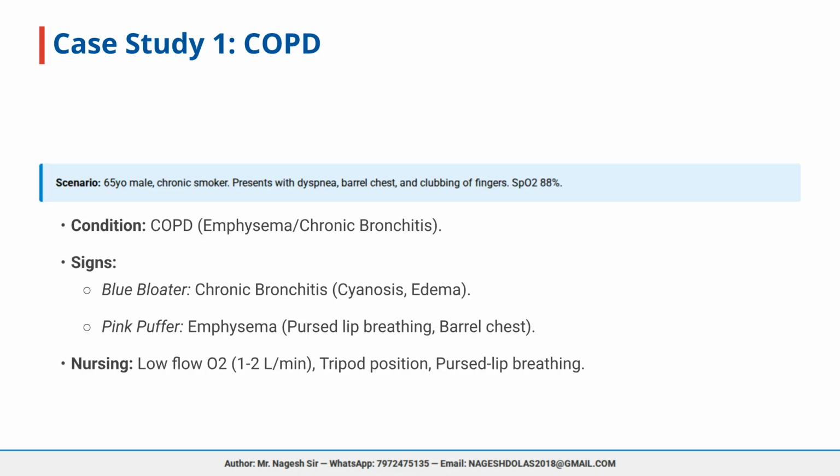In COPD, patients may be blue bloaters with chronic bronchitis or pink puffers with emphysema. Nursing interventions include low-flow oxygen, the tripod position, and pursed lip breathing to manage this condition.